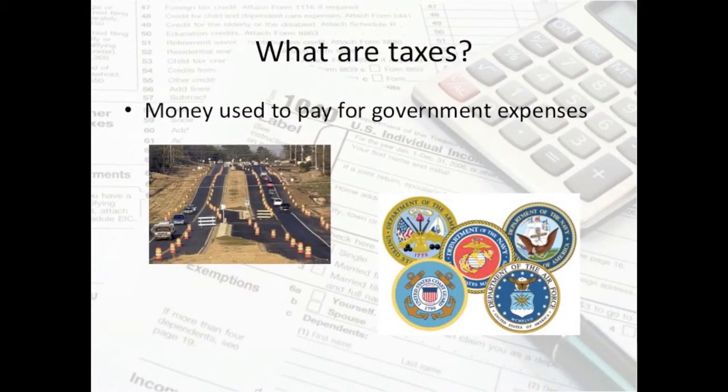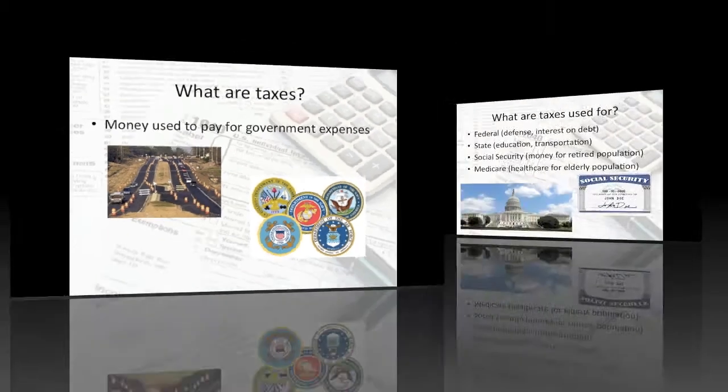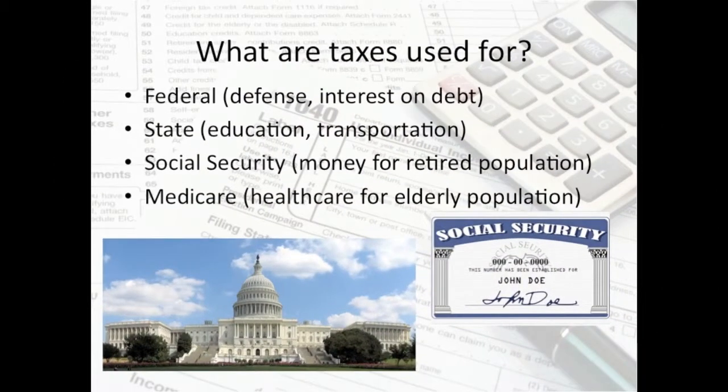What exactly are taxes? Taxes are the money used to pay for government expenses and can be used for various projects. For example, taxes can be used on the federal level for defense and interest on the national debt, on the state level for education and transportation projects, for Social Security to provide money for the retired population, and Medicare to provide health care for the elderly population.